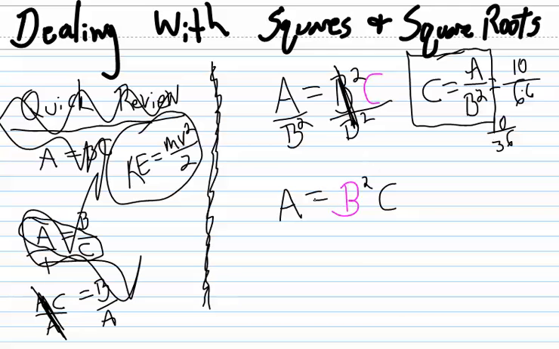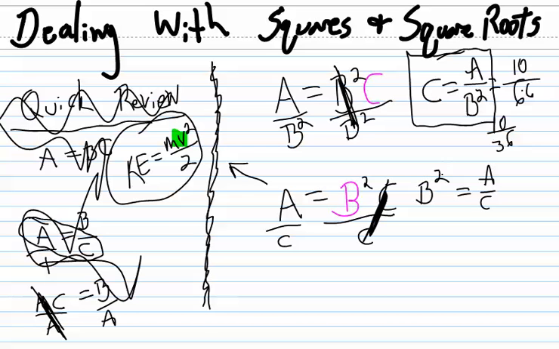This one down here is a little bit closer to the point, because we might want to solve for V in the kinetic energy equation. So let's see if we can get that B by itself. The first thing I'm going to notice is that it's multiplied by C, so I'm going to divide both sides by C. That allows me to cancel it out. So now I'm at B squared equals A over C.